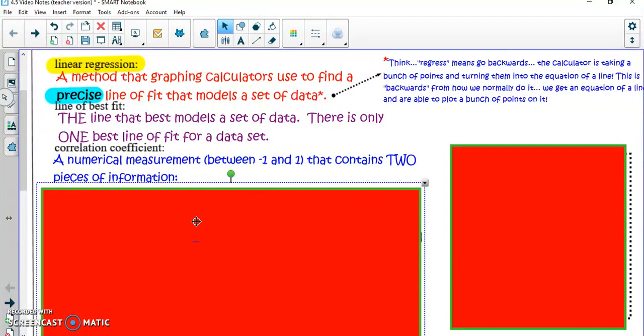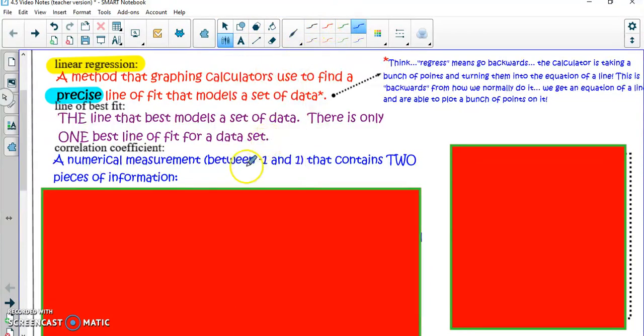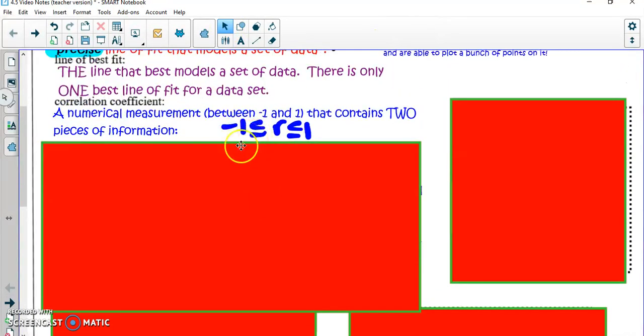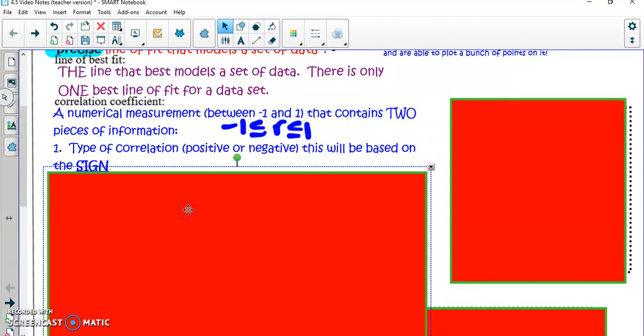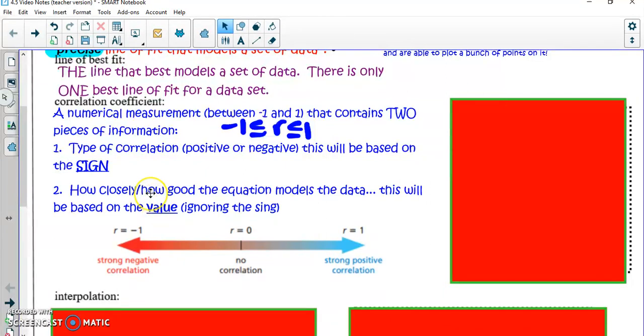All that is, is a numerical measurement, and we call it the letter R, and that value of R will only fall between -1 and 1, like an inequality. This correlational coefficient will be some value between -1 and 1, and it helps us decide two different things about our line of best fit. One, it'll tell us the type of correlation: will it be a positive correlation or a negative correlation? And it also tells us how closely an equation models the data.